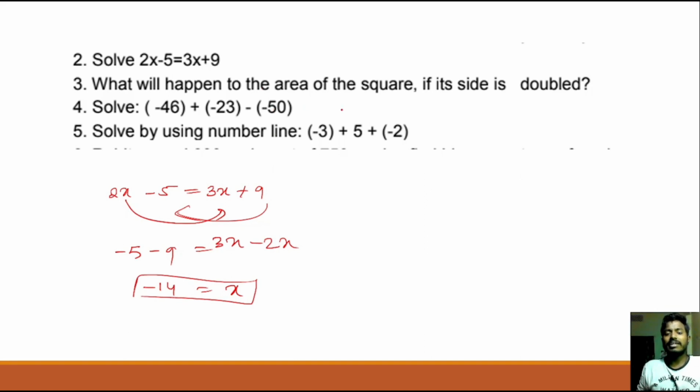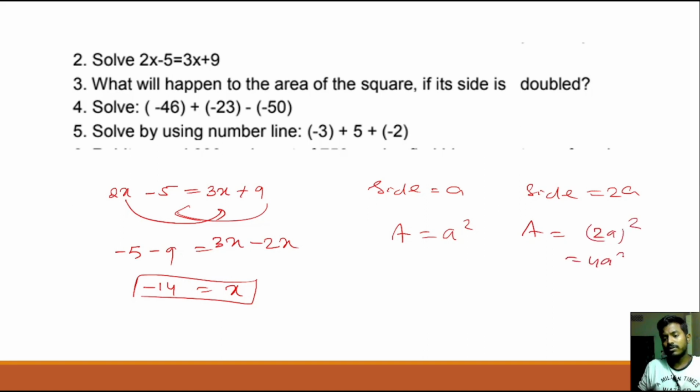What will happen to the area of a square if the side is doubled? Suppose side is A. Now side is double means 2A. So area before doubling is A square. Now area is (2A) the whole square, that is 4A square. So the area becomes 4 times.